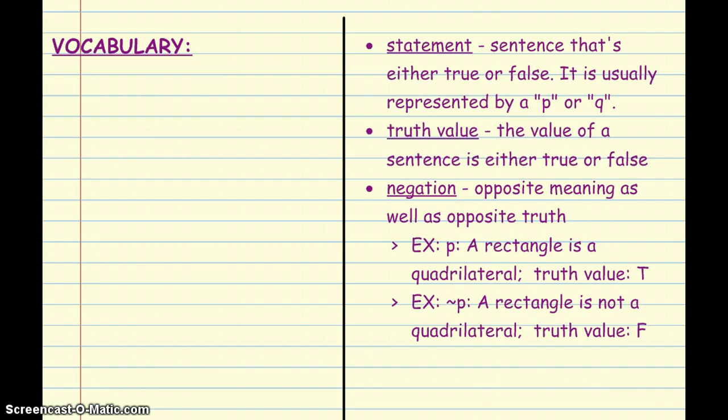Negation is the opposite meaning as well as the opposite truth. So here's an example. If you have this statement P, a rectangle is a quadrilateral, that truth value is true. And this little symbol is called a tilde. This means not P. And it says a rectangle is not a quadrilateral, so that truth value is false.